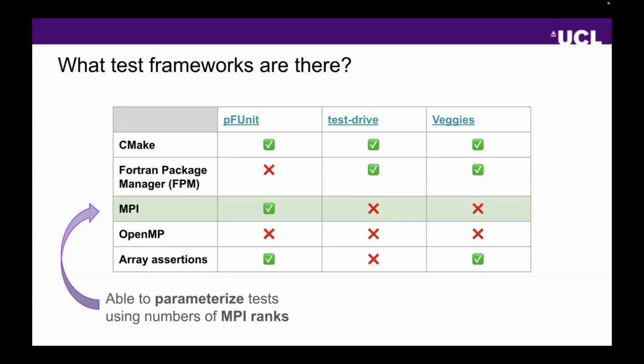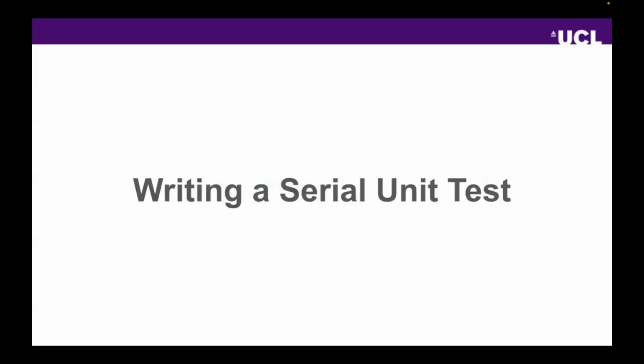But the key one is MPI. What I mean is I'm able to write a single test and then have that run automatically across a range of MPI ranks. And the only framework I can find that works currently, at the point of making these slides, is PFUnit. So that's what I'm going to be focusing on today, what I'm going to be showing.